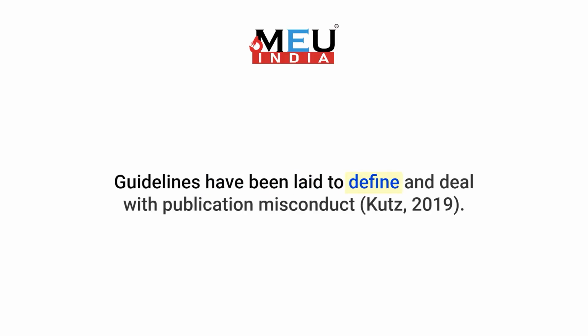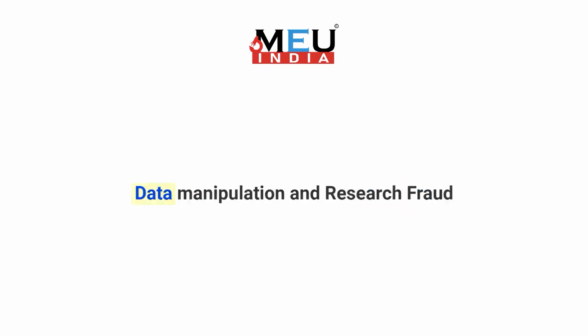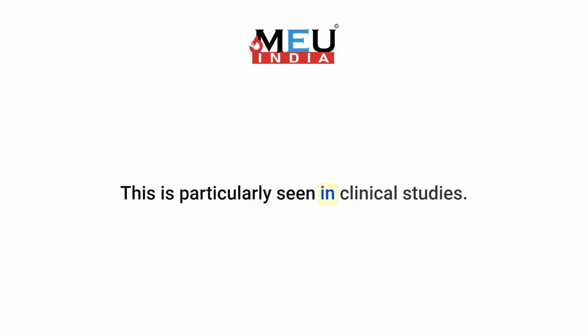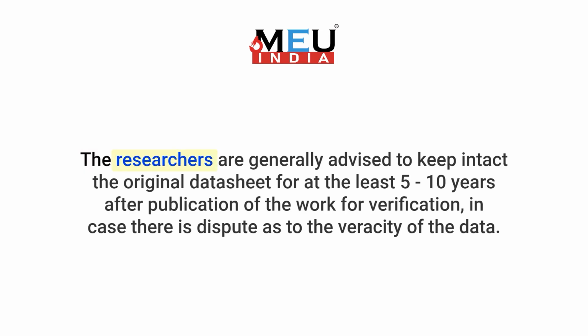Guidelines have been laid to define and deal with publication misconduct, types of unethical practices in publication, data manipulation, and research fraud. This refers to research where the original data is altered and fraudulent results or conclusions are published. This is particularly seen in clinical studies. On suspicion, the reviewers can ask for the original datasheet from the researchers.